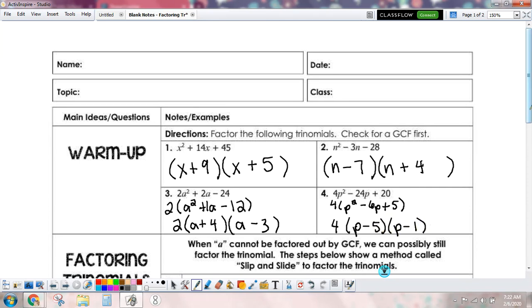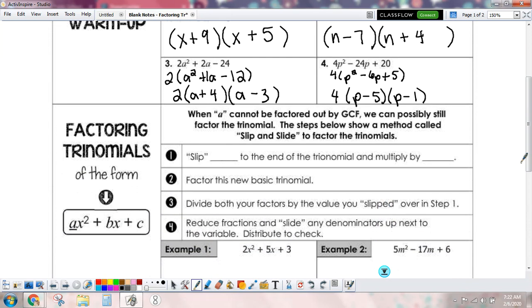All right, so today we're going to talk about factoring trinomials with a number in front of our x squared, our a term. Okay, so ax squared plus bx plus c is your typical quadratic form. We are going to first take our a term. This is for when you can't factor it out like we did in 3 and 4. So if you can't factor it out by GCF, you can still factor the trinomial. This is called slip and slide.